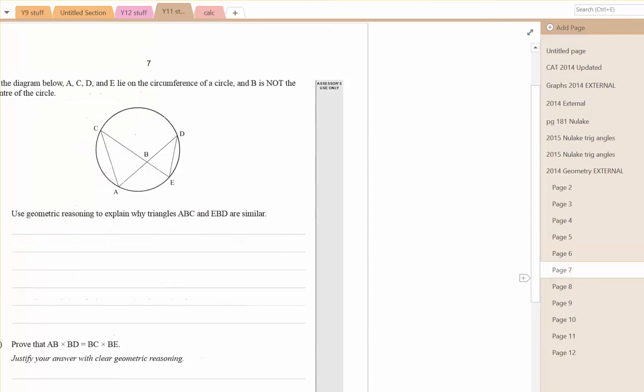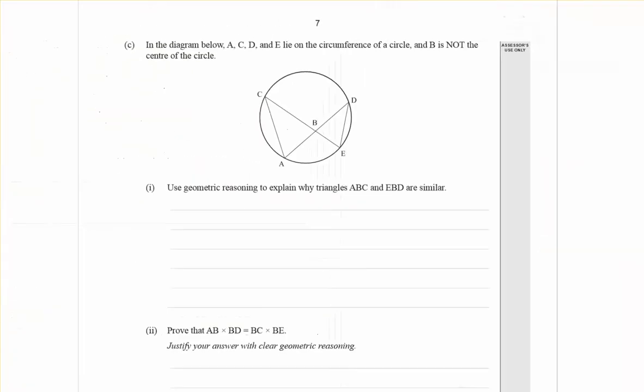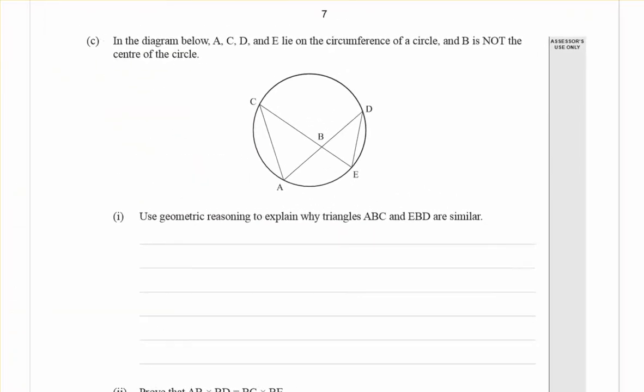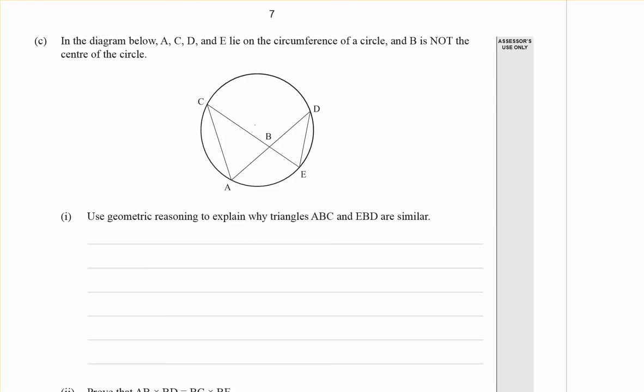Right, and we're on to the next page. B is not the centre, so it might help just to try and make a centre somewhere. So we realise B is not. Explain why triangle ABC and EBD are similar. Right, well, we've got a couple of butterflies happening here.